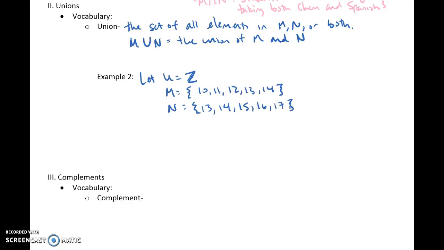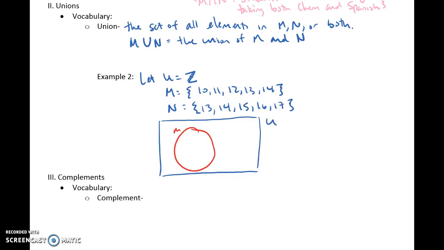Okay, if I want to determine the union of M and N, I can draw my Venn diagram first, right? So here's my universal set, and then M, N, and I'm going to list what they share first. They share 13 and they share 14. So I'm going to put 13 and 14, maybe more consistent with my color coding here. So the intersection that I was writing in pink is going to be 13 and 14. And then the elements of just M, 10, 11, 12, and the elements of just N, 15, 16, 17.